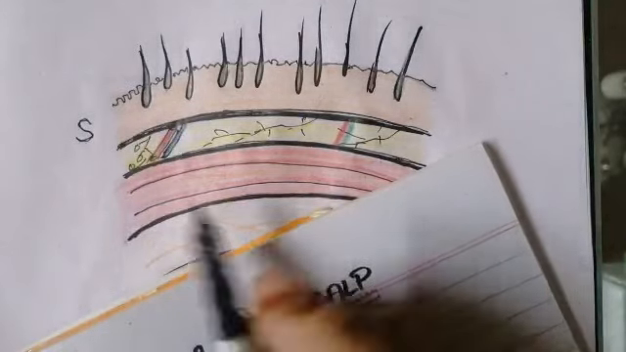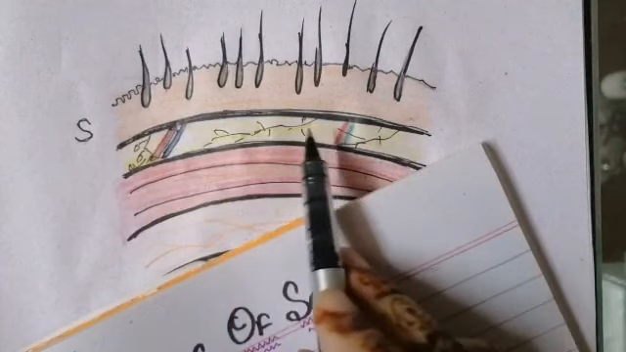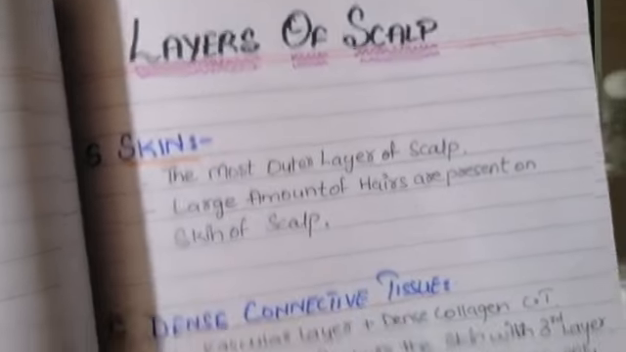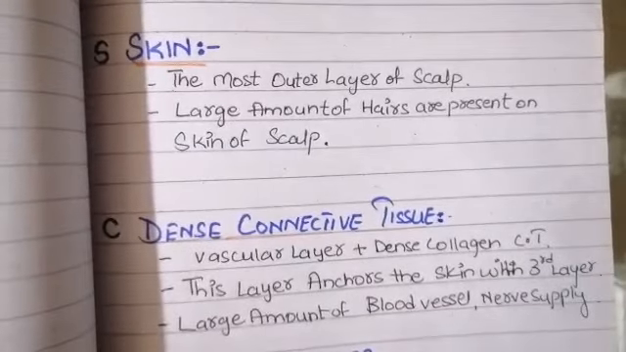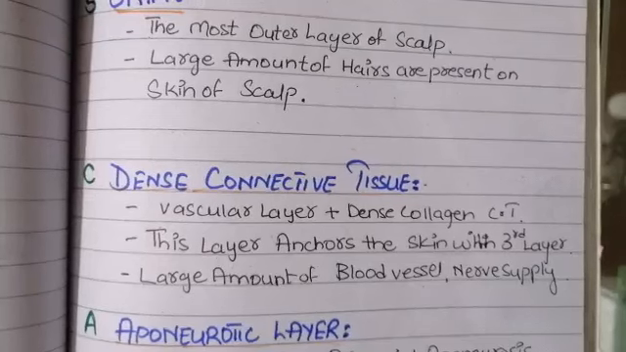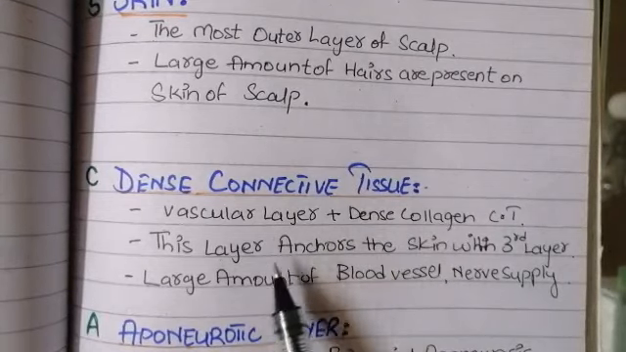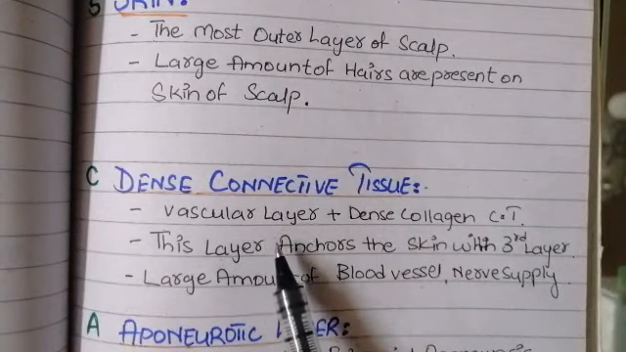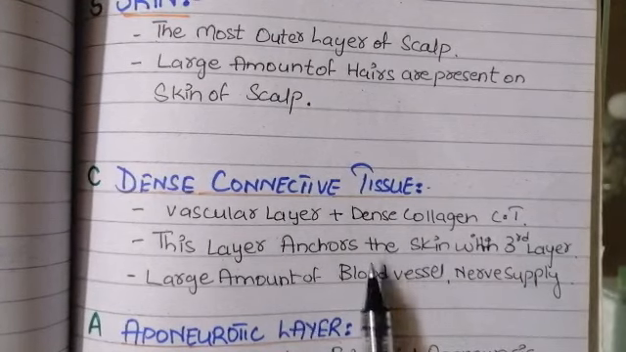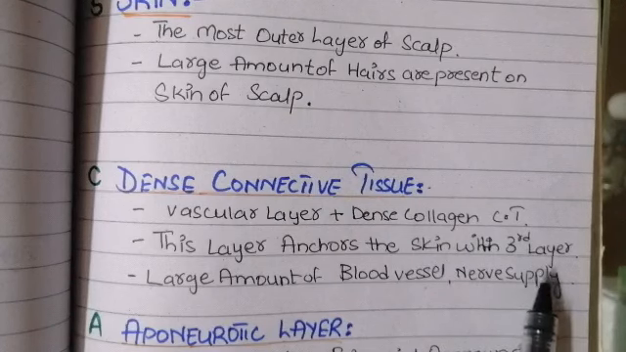The second layer is called the dense connective tissue layer, and we are going to see it by our notes. The dense connective tissue layer, that is the second layer of the scalp, includes the vascular layer. This layer is also called the vascular layer. Why? Because of the large amount of vessels and nerves, plus the presence of dense connective tissue. This layer connects the skin, that is the first layer, with the other 3 layers of the scalp.